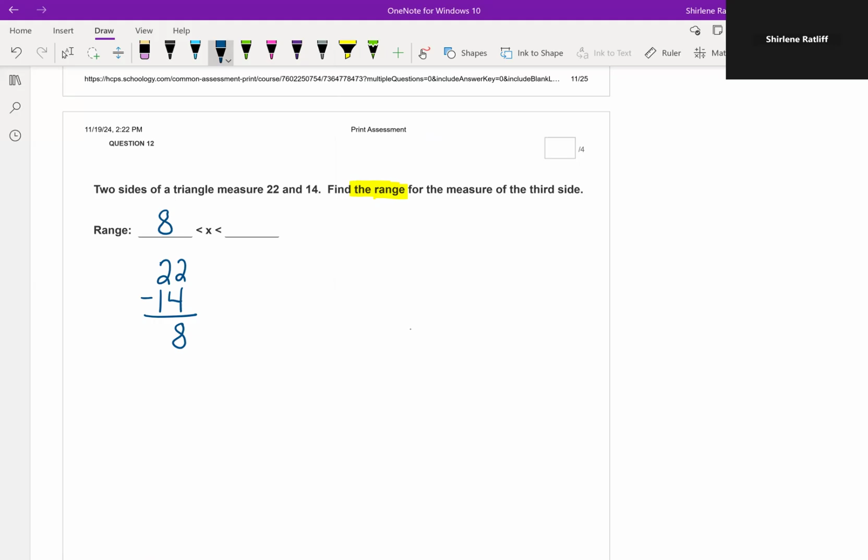Then you add the two side numbers that were given to you. 22 plus 14 would be 36. And the 36 would go in the upper end of the range. This means the range would be any number greater than 8 and less than 36.